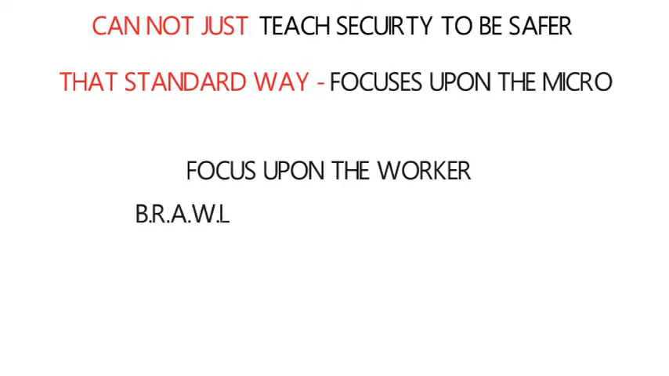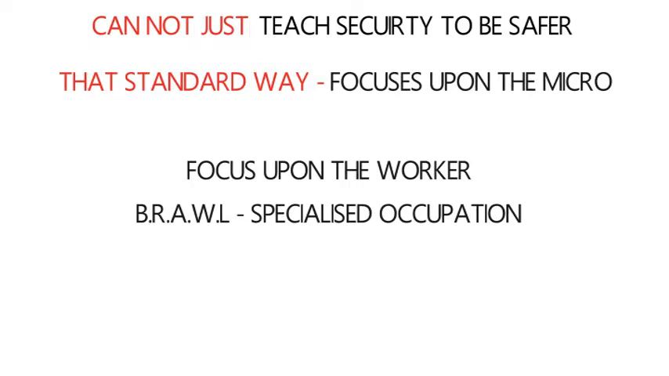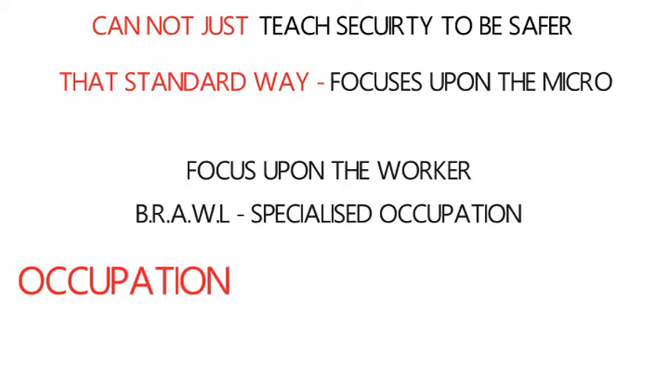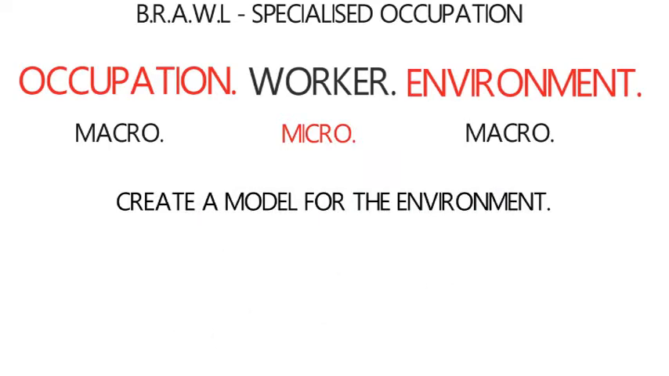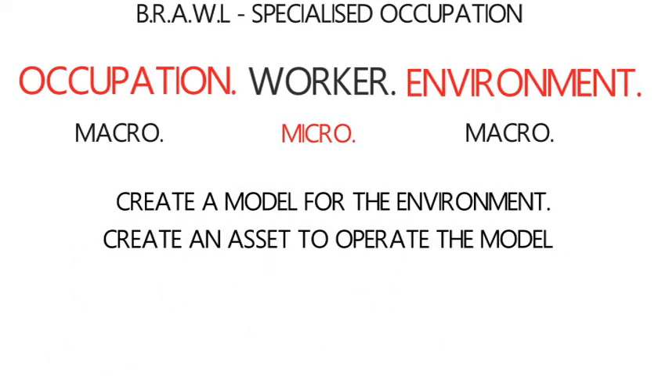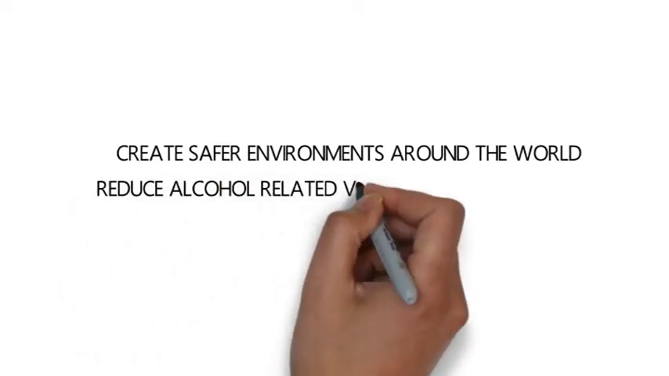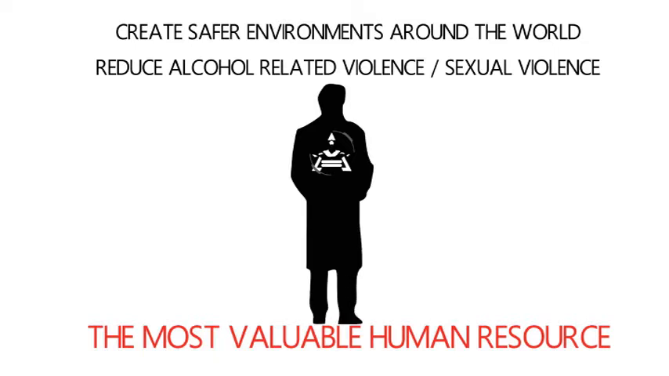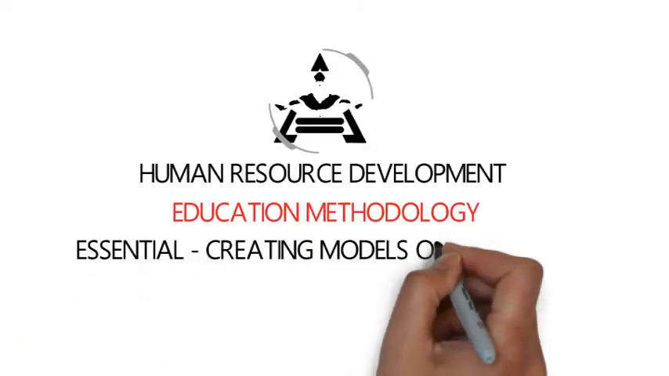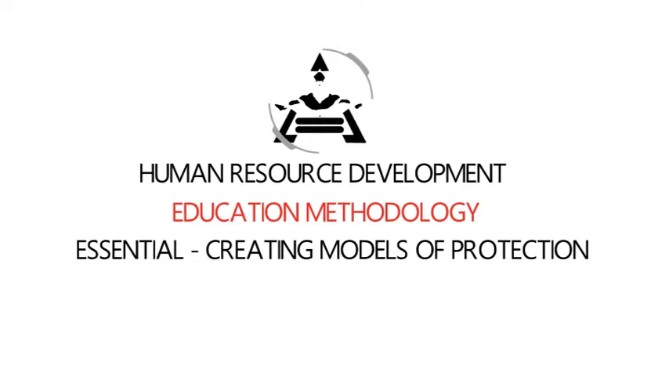B.R.A.W.L treats the occupation as a specialized occupation, and by doing so, integrates the occupation, the worker and the environment. By doing this, and only by doing this, can we create a model that will fit into the environment that will protect, and to manage and enforce this protection, we must create an asset which can operate these models. To not fail in creating safer environments for the global hospitality industry. To not fail in the goal of reducing alcohol-related violence and sexual assaults. The senior bouncer is the most needed resource within the global hospitality industry. This is why the education methodology is so valuable to creating these models of protection for the community.